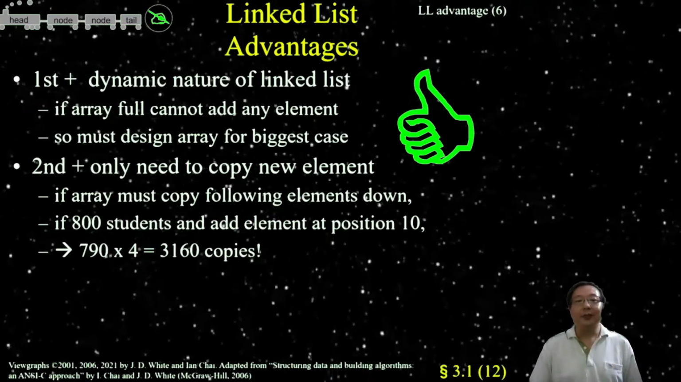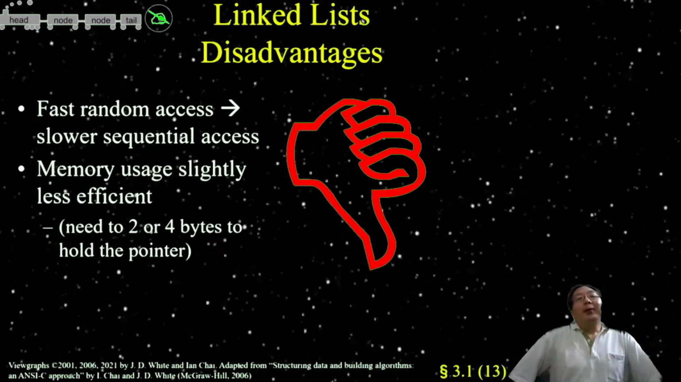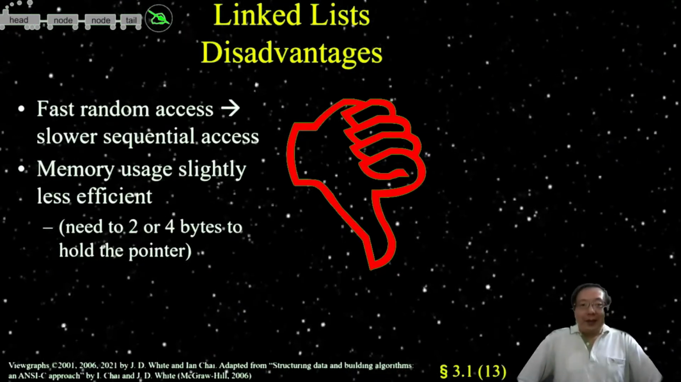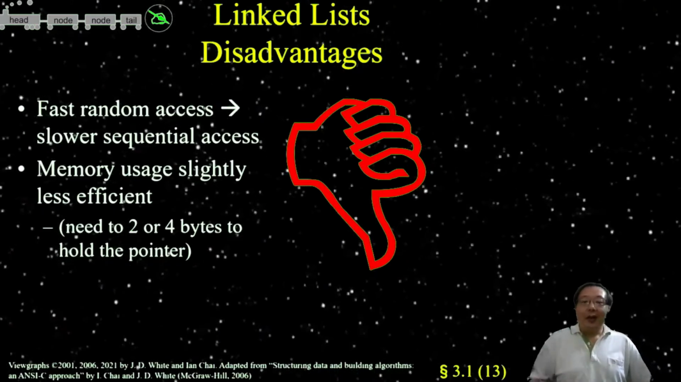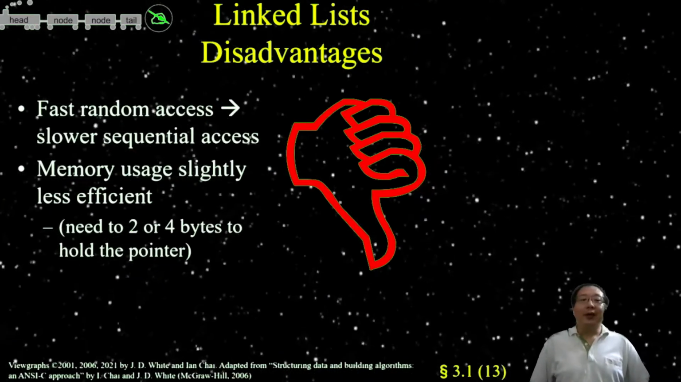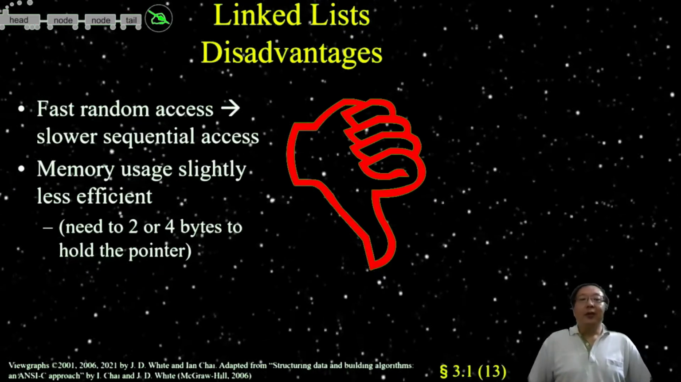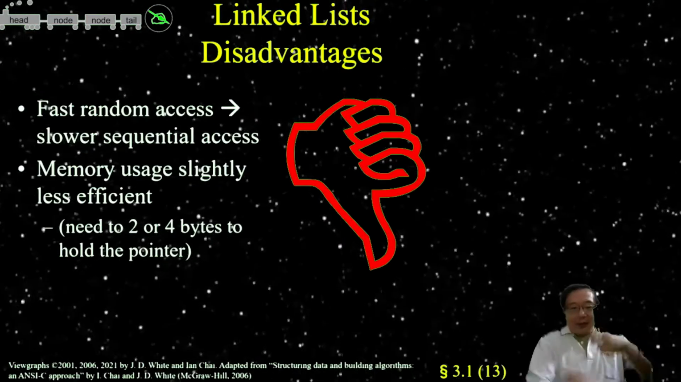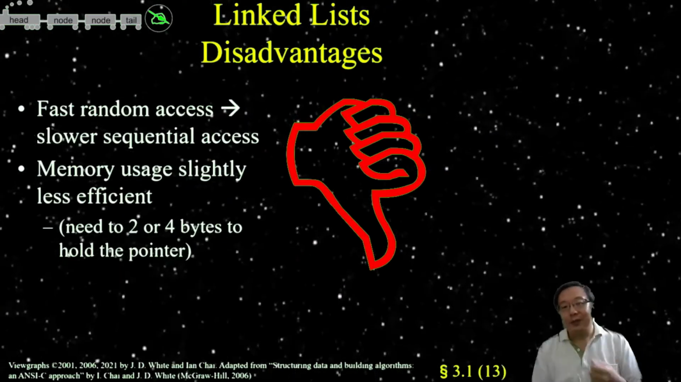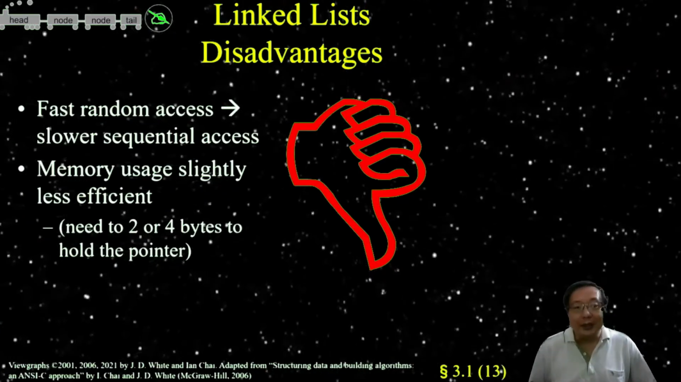So that's a lot of copies just to add one student in position 10 when you have 800 students. Now the disadvantage is that, remember we said that arrays have random access. You have an index, you can jump straight there. Okay, I want to access element number 100, I just jump straight to element number 100. Whereas in a linked list, you have to follow the links. Go through the first one, then the second one, then the third one, fourth one, until we get to element number 100. So it's slower sequential access.